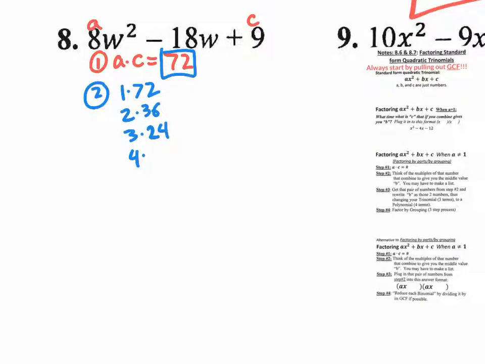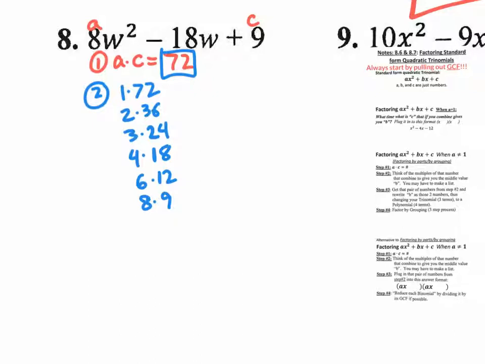How about 4? 4 times something give us 72? Do 72 divided by 4 on a calculator. 18? Okay. 5 doesn't work. Does 6 work? Yeah, 6 times 12 is 72. 7 doesn't work. 8 times 9 works. There's our long list. 6 and 12.